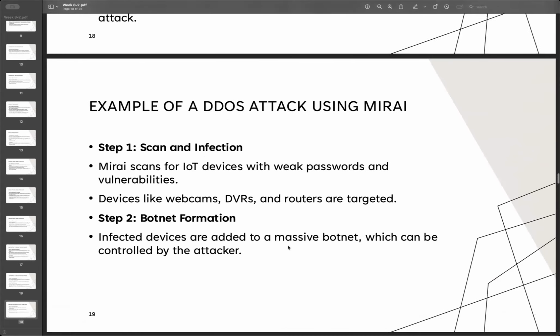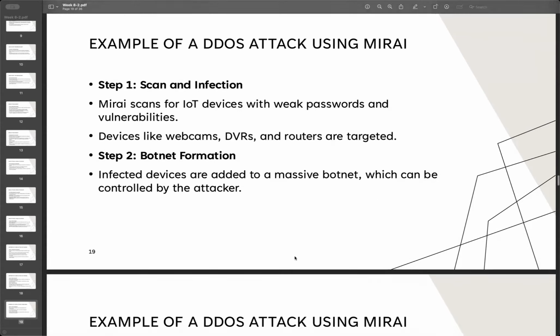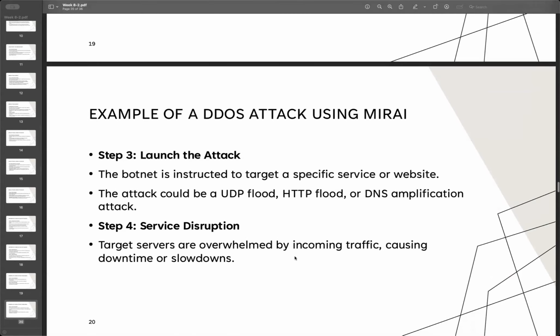Here is an example of this attack. They will scan devices, as we said, with default passwords, looking for webcam DVRs. A DVR is a device used for video recording, like for the webcam. Maybe routers as well. Then they create a massive botnet that can be controlled by the attacker, and then they launch the attack.